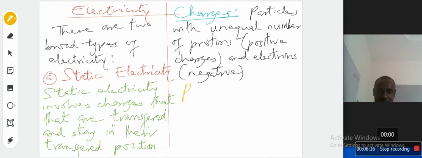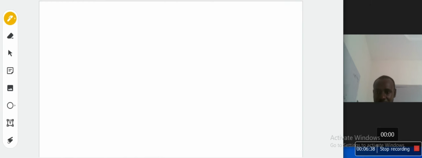Let's look at production of static electricity. That will help you to understand it. Let me write it on the next page. We might find something to fill up on this page later. So let's go to the next page. Production of static electricity.